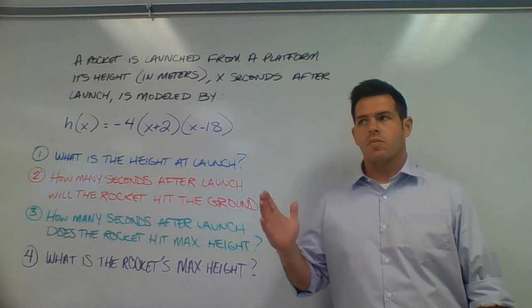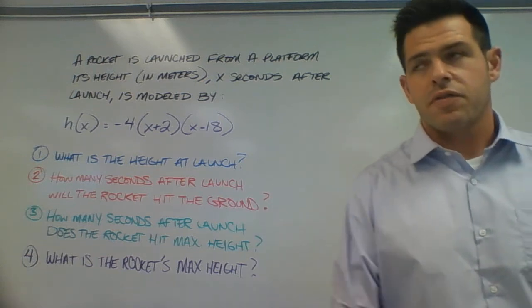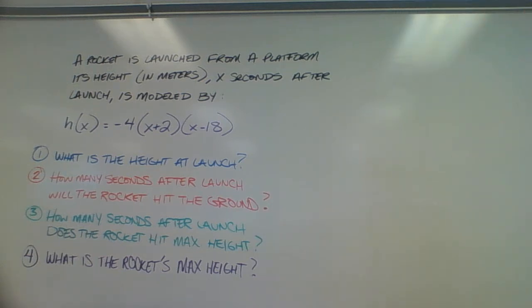So I'm going to stand back here for a second and read this off, give you some time to jot things down if need be. A rocket is launched from a platform. Its height in meters, x seconds after launch, is modeled by the function right there. We have in purple h of x is equal to -4 times quantity x plus 2 times quantity x minus 18. We have 4 separate questions there.